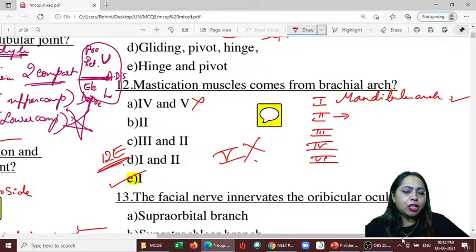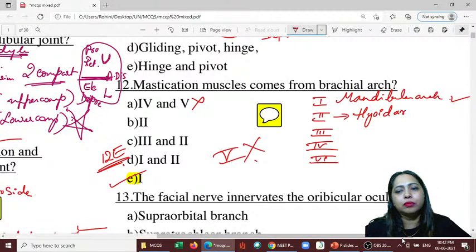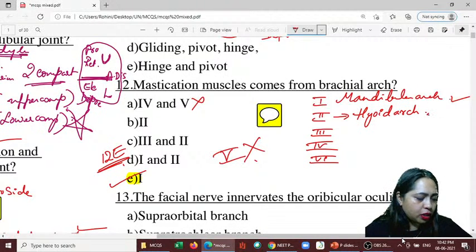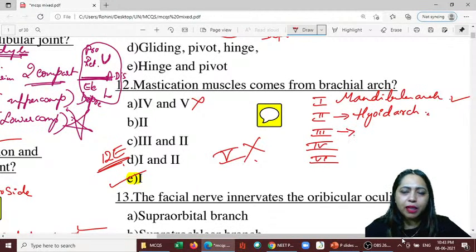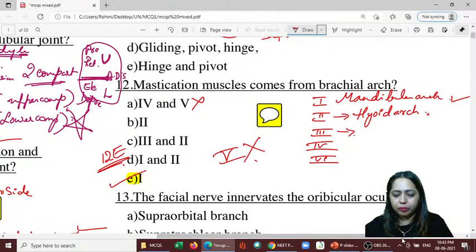But what is the second arch known as? It is known as the hyoid arch. And what do we get from the second arch? The muscles of mastication. And the third arch will give rise to... the third arch, what does it give rise to?